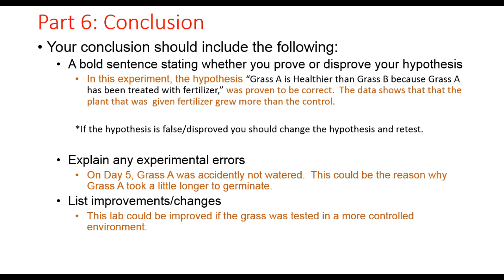Another part of the conclusion that you must have is to explain any experimental errors. On day 5, grass A was accidentally not watered. This could be the reason why grass A took a little longer to germinate. The next step is to list any improvements or changes to the lab. This lab could be improved if the grass was tested in a more controlled environment.